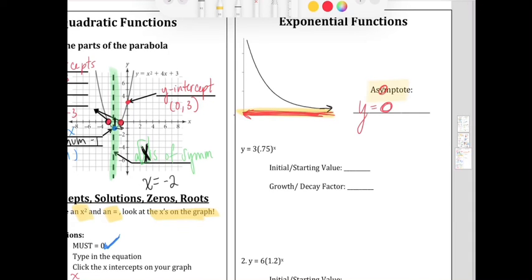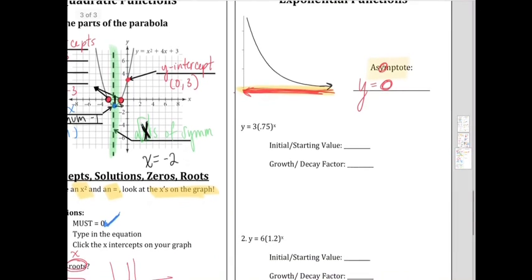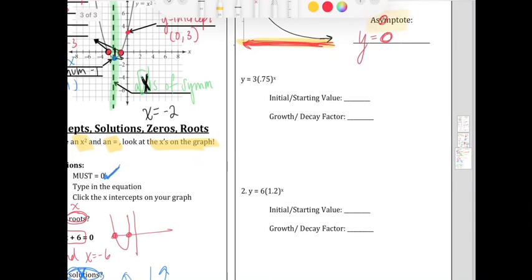Okay, last one. In this here, we have a number in the front and then a number inside. A number in the front is called the starting number. So my starting number is 3. That's the initial value, or where it starts. This number is smaller than 1. If it's smaller than 1, it's called a decay. So this graph is going to decrease. It starts at 3, and then it decreases. It decays.